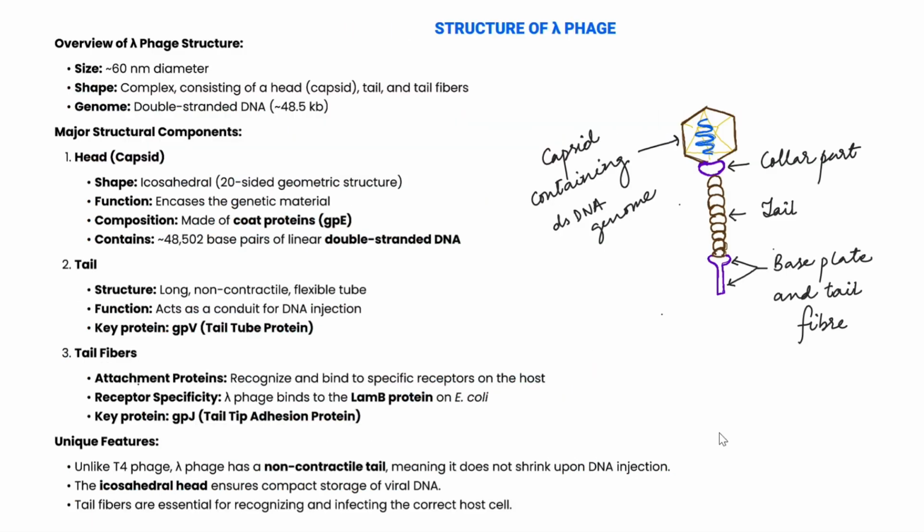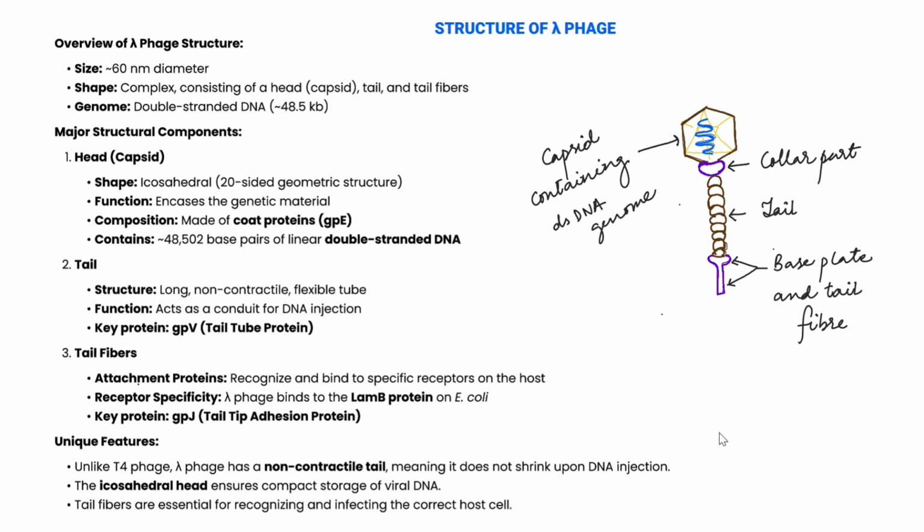Now that we understand what bacteriophages are, let's zoom in on Lambda Phage and analyze its structure in detail. The lambda phage is a complex virus composed of three major parts: the head or capsid, tail, and tail fibers. Each of these structures plays a crucial role in ensuring the virus successfully infects E. coli and replicates inside it.